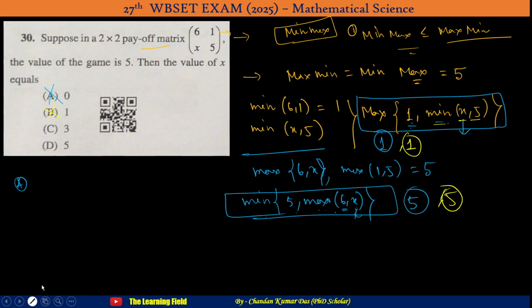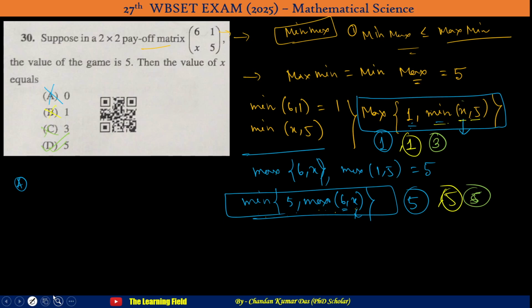Then if we write option C, that is 3. If x is 3, then the minimum of 3 and 5 is 3, and the maximum of 1 and 3 is 3. And here, the maximum of 6 and x is 6, and the minimum of 5 and 6 is 5. So this option is also incorrect. Therefore, option D is clearly the correct answer.